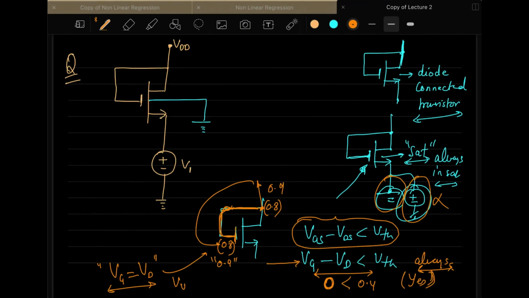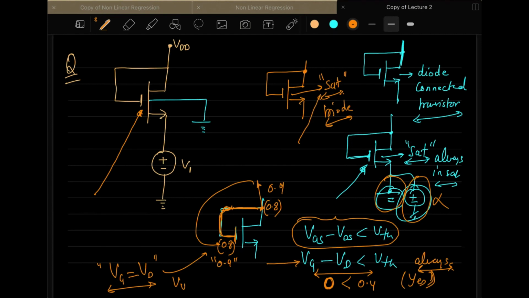So this means whenever you see something like this, where your gate is connected to the drain, you can blindly tell that this transistor is in saturation. There is no question that it will be in triode. It will always be in saturation.